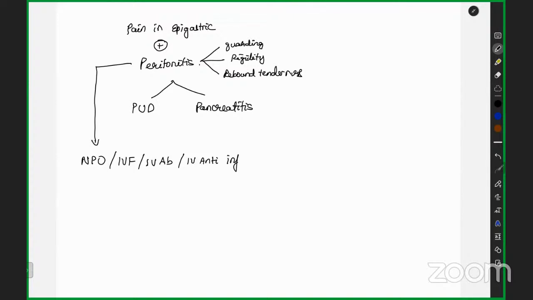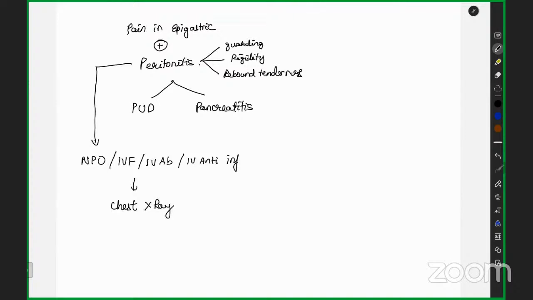Next, what you're going to do? So in both these conditions, next you will be going for a chest X-ray. Now, I have taken a chest X-ray. So, what will be my features of chest X-ray in case of peptic ulcer disease? And what is going to be my features in case of a pancreatitis?